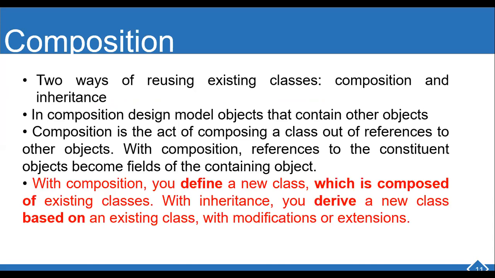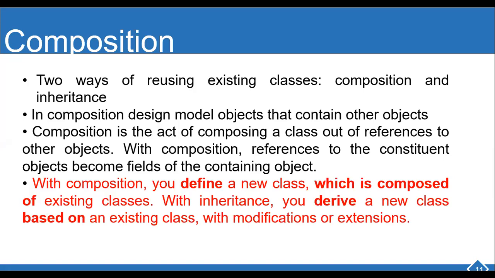We have now considered inheritance and method overriding. Next week we will discuss method overloading. But before that, we need to talk about another concept called composition. I think you have heard that word in OOD also. There are two ways of reusing existing classes. We can reuse the existing classes based on these two techniques. What are they? Inheritance, which we have already discussed. The second one, composition. Let's see what composition means.